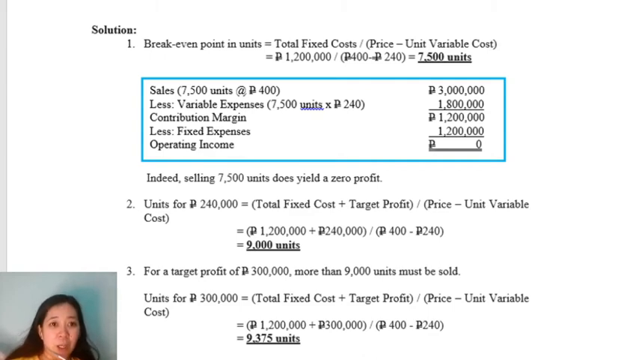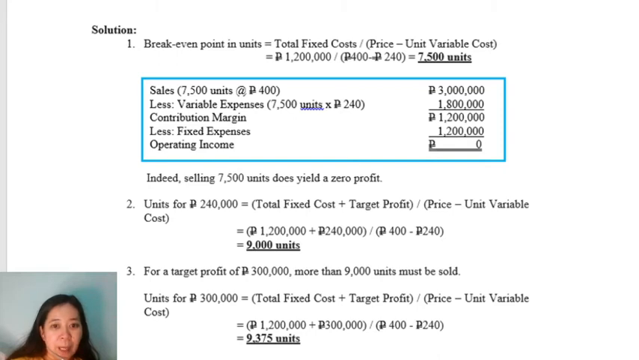So your contribution margin is 1.2 million. And our operating or fixed expenses also is equal to 1.2 million. So therefore, your operating income is 0, meaning we have no profit nor loss. This is the state of break-even point. Indeed, if the company sells 7,500 units, it will yield 0 profit. Okay, so we go now to the second requirement.